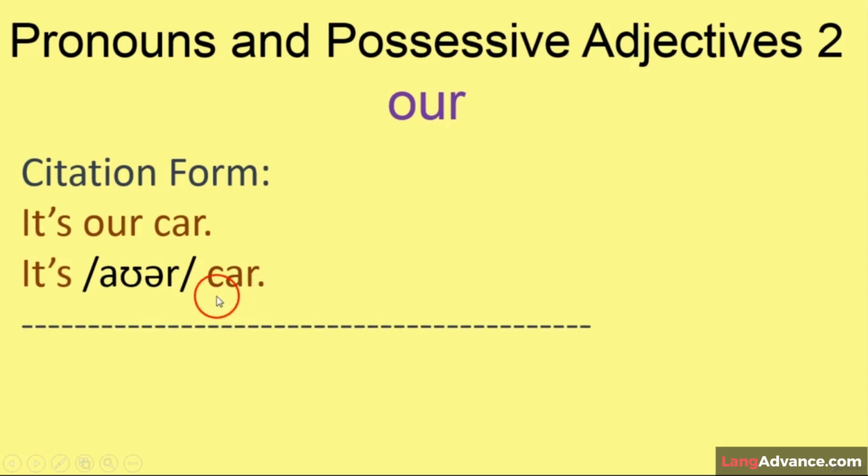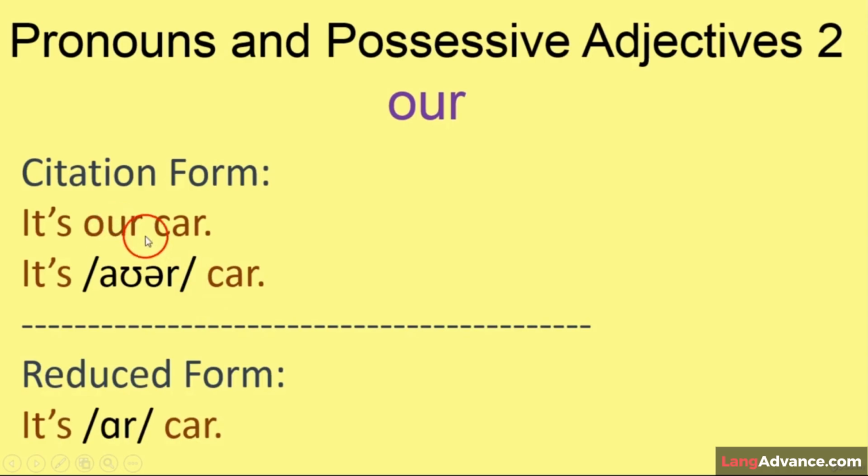But in reduced form, we don't say our. We reduce it to ar. And we say, it's our car. So repeat after me. It's our car.